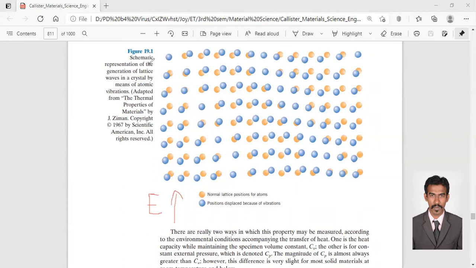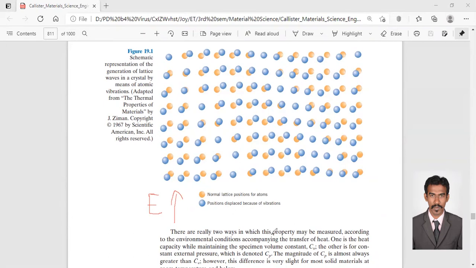Here you see a schematic representation of the generation of lattice waves in a crystal by means of atomic vibrations. These orange spots are the spots where the atoms should stay. Because you provide some energy, some of them are going there, some of them are moving this way, right? So this region is less dense and this region is more dense. They are vibrating; they won't stay at a place, all the atoms will vibrate.